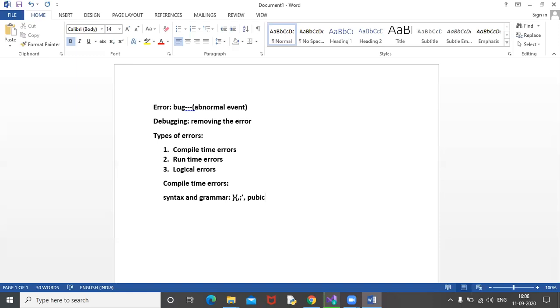Okay. So these errors are detected by whom? These errors are detected by the compiler. During compilation itself, they are all detected. The interviewer may ask you one more thing: what is the solution for a compile time error? I explained the problem just now. So, can you tell the solution for this?